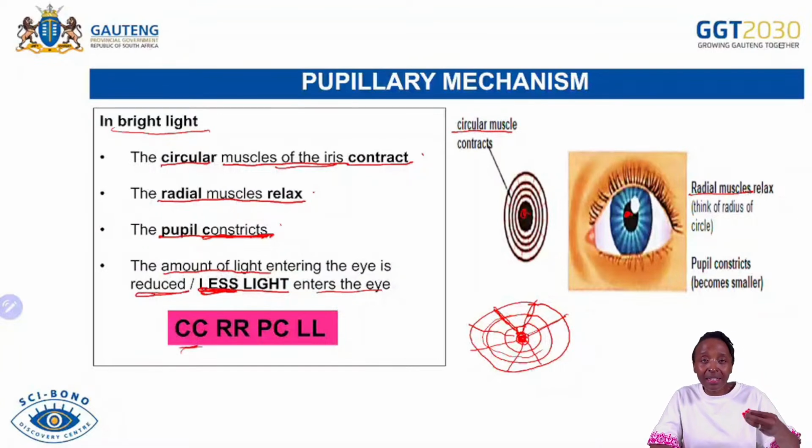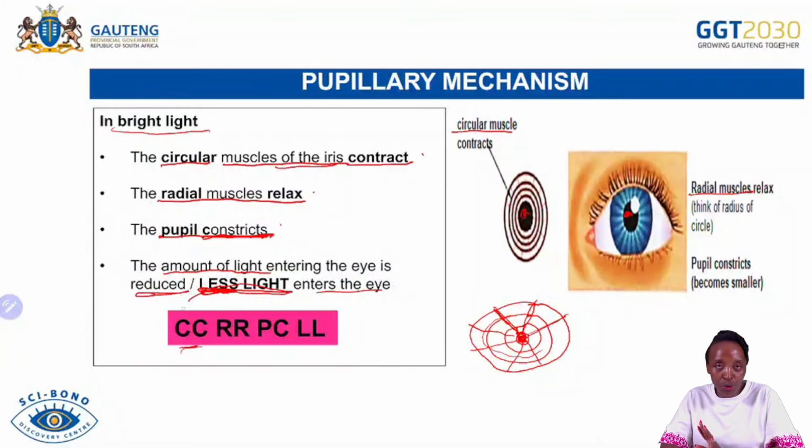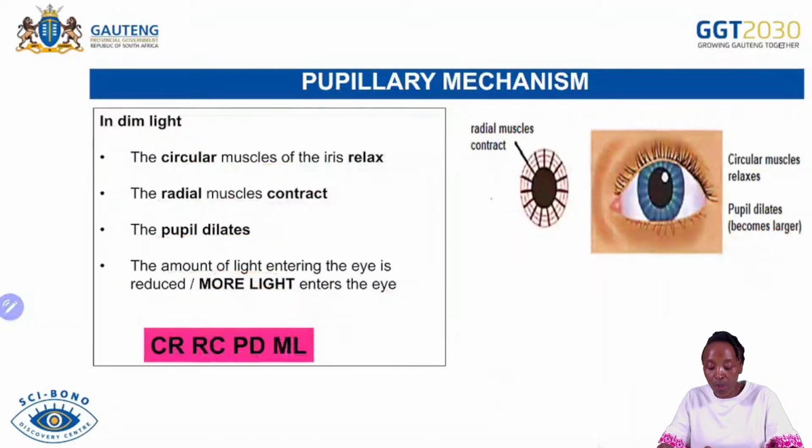Because light is still going to enter the eye, but only a less amount of it is going to enter the eye. So that is why this less is in capital letters, because then less light enters the eye. So please remember to write it in full when you explain. Then again, you have your C for circular muscles contract, radial muscles relax, pupil constricts, less light enters the eye. And then the diagram on the left and on the right shows you the difference.